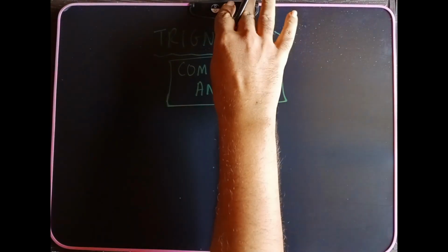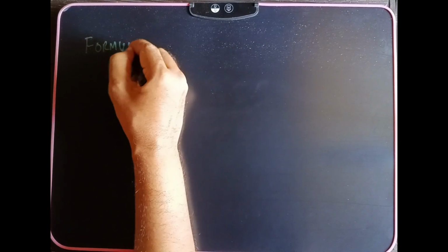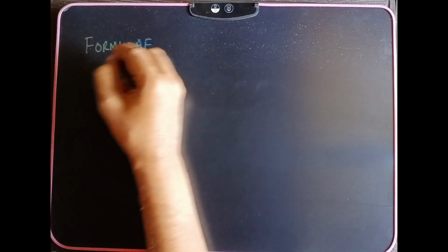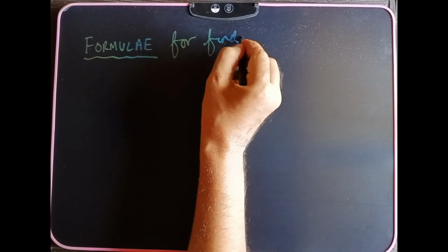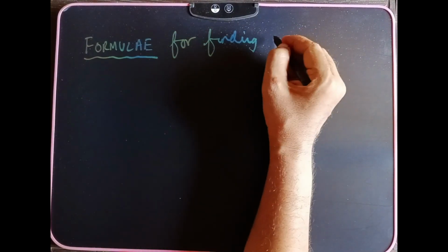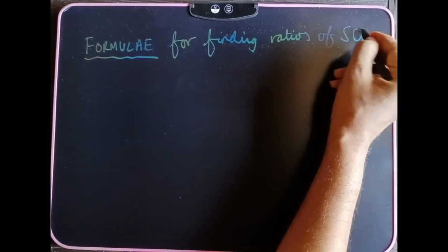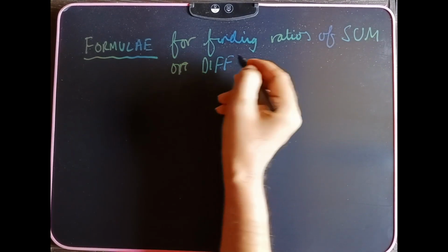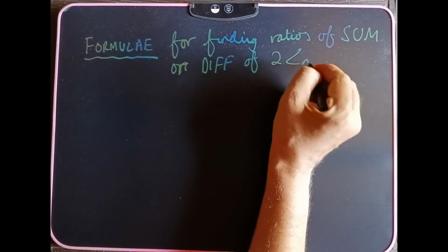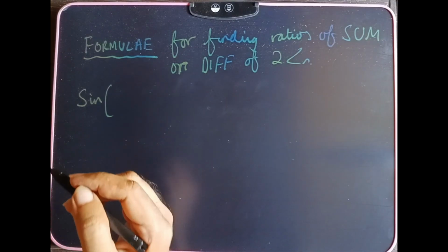Let me clear this. Let us see some of the formulas for compound angles. Formula for finding the ratio of sum or difference of two angles. For example, you have sine of, and these are known formulas. I'm not going to prove them here.